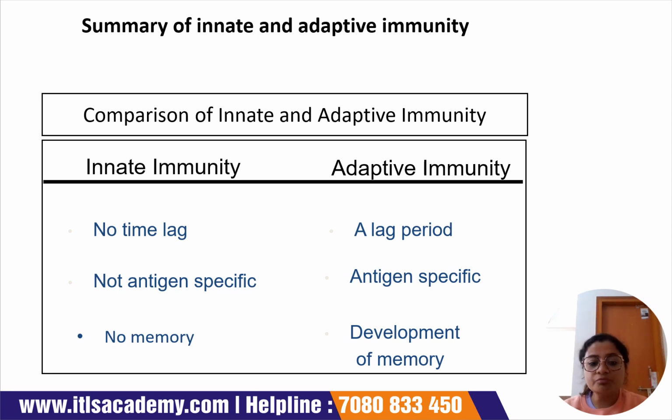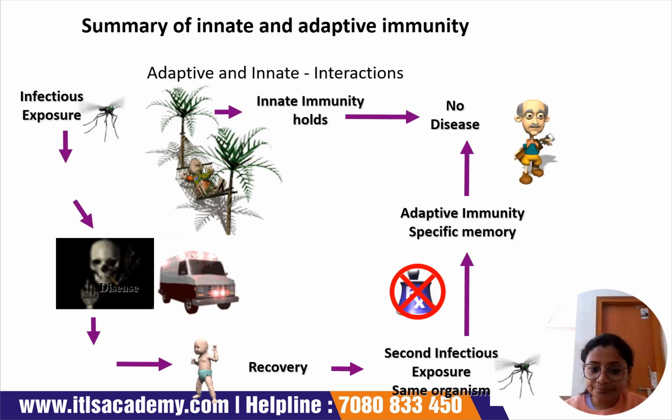And another important difference is that the innate immunity will have no memory, it will produce no memory, but the adaptive immunity will lead to the development of memory cells. So for the second time, when that person is again contracting the same disease, that person will be safe. That person will no longer suffer from the same disease again for the second time.